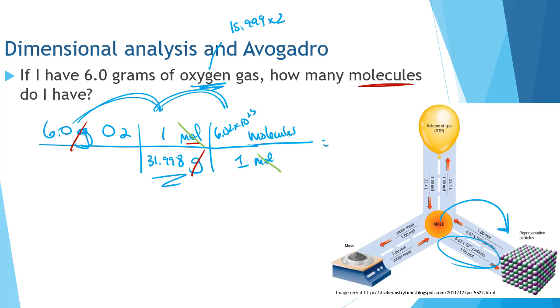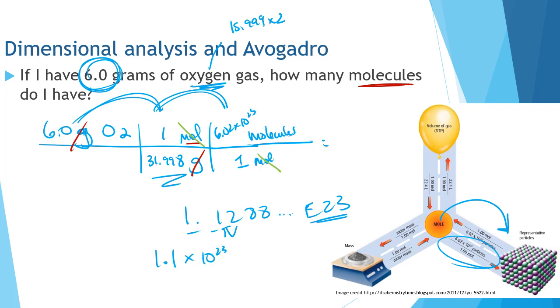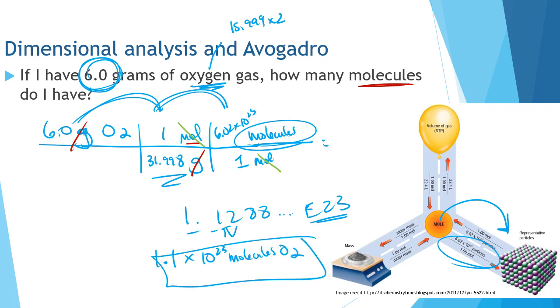And the calculator says 1.1288, lots of digits, E23. I'm going to keep 2 sig figs, so that 1 stays a 1, 1.1. E23 means times 10 to the 23rd power, and my unit label is molecules. Molecules of O2.